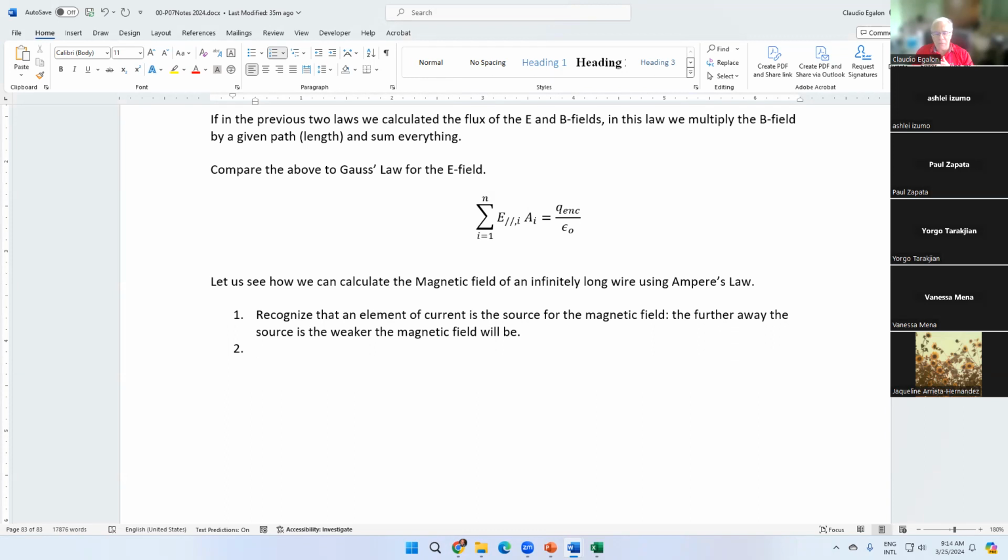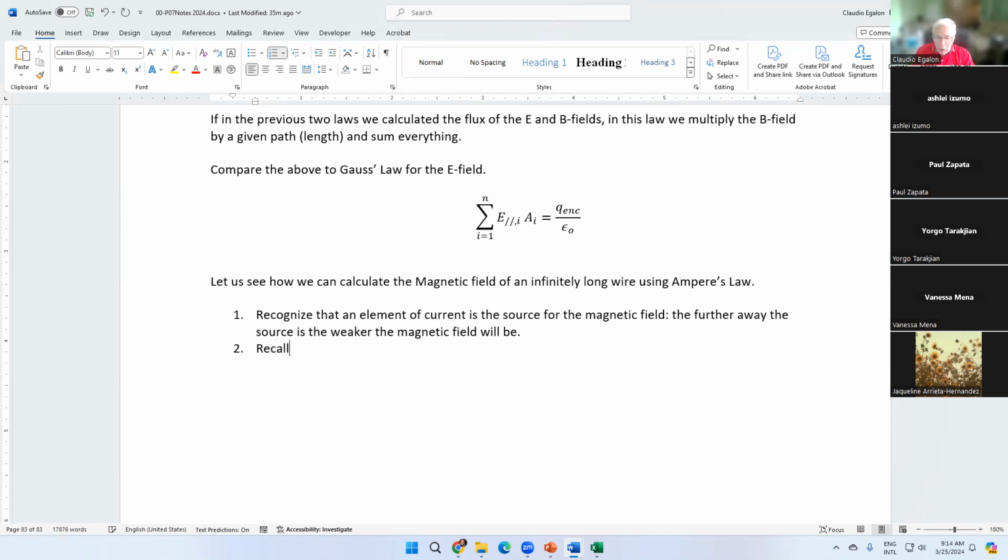It's just like the source of a sound. If you have a speaker producing sound, the further away you are from this speaker, the weaker the sound is, right? The same thing happens to magnetic and electric fields. As you move away from the source, the electric field and the magnetic field become weaker. Okay.